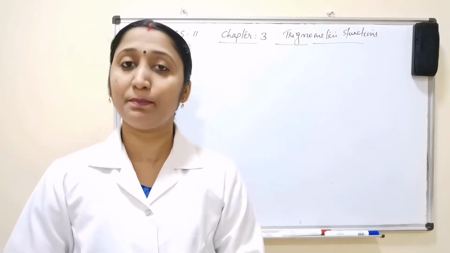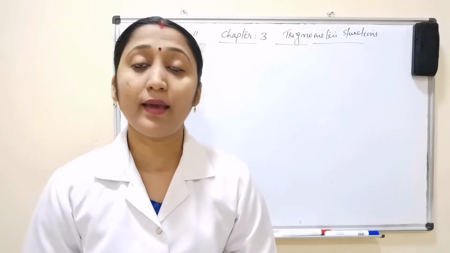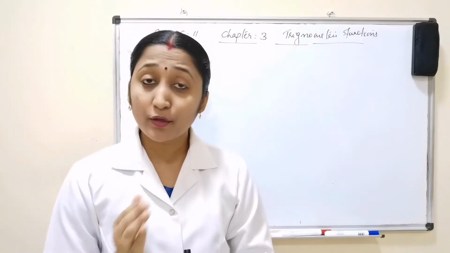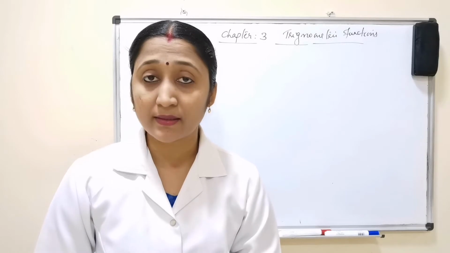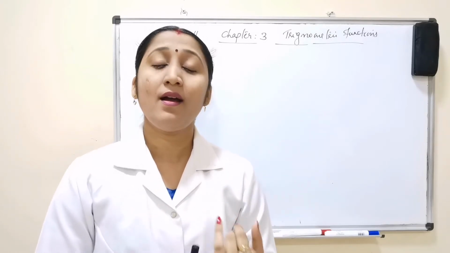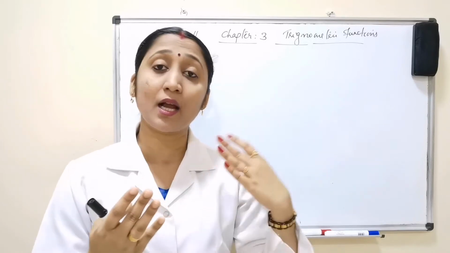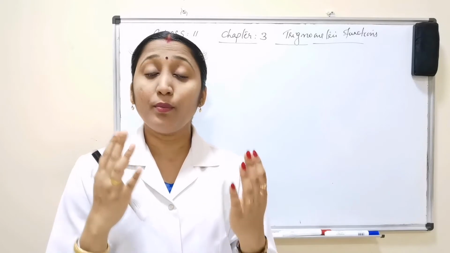Last class we completed exercise 3.1. After that we are moving on to exercise 3.2. Before starting exercise 3.2, we want to know about the trigonometric functions and the trigonometric values. What are the different signs in the quadrants? That we want to memorize.